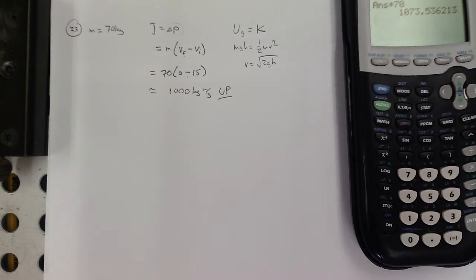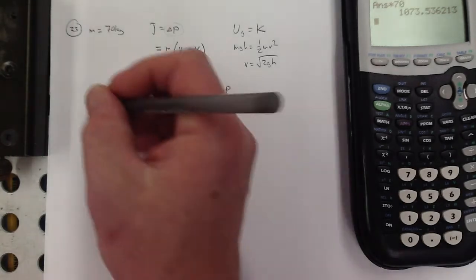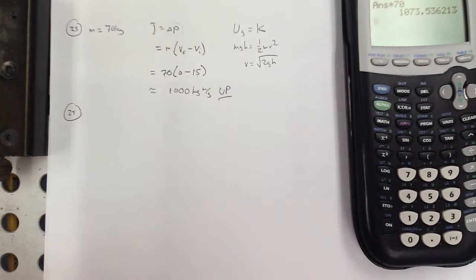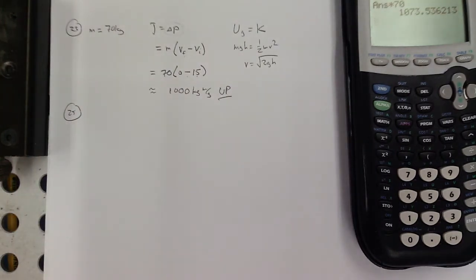Let's see what they have for an estimate. Yeah, they have 1,000 to 1,200. That's good. Number 25, a 1.2 kilogram ball. Excuse me for 1 second.